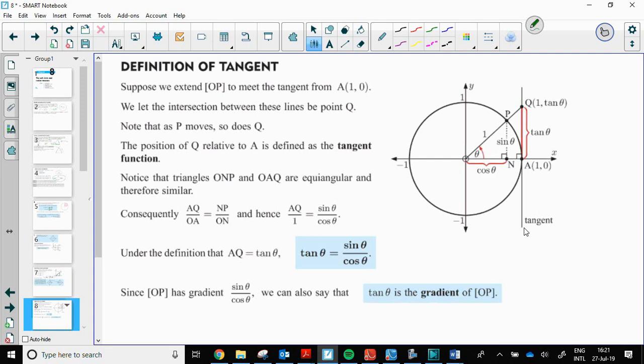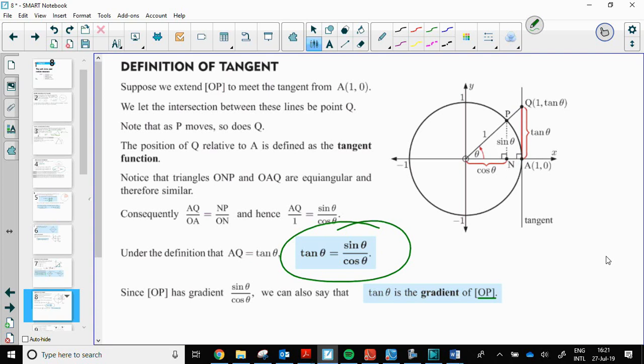But again, what do we really need to know about tangent? We saw it previously. It's equal to sine divided by cosine. We can also say that the tangent of theta is therefore the gradient, or the slope, of the line going from the origin, O, to point P. Since the sine of theta is the y value and the cosine of theta is the x value, we see that that does give us a change in y over the change in x.